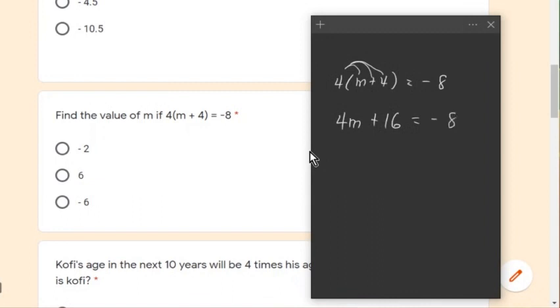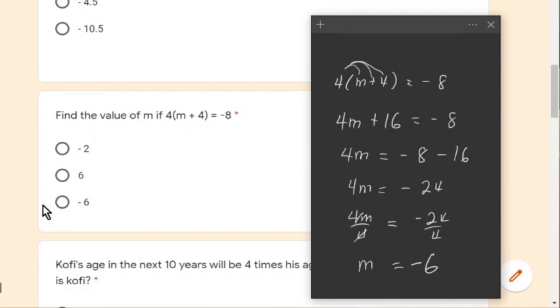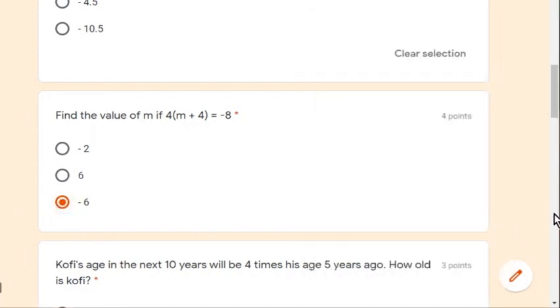I'll move the 16 to the other side. I have 4m is equal to negative 8 minus 16. So I have 4m is equal to negative 24. I'll divide both sides by 4. 4m divided by 4 is equal to negative 24 divided by 4. So I have m is equal to negative 24 divided by 4. My answer will be negative 6. So the correct answer is -6.